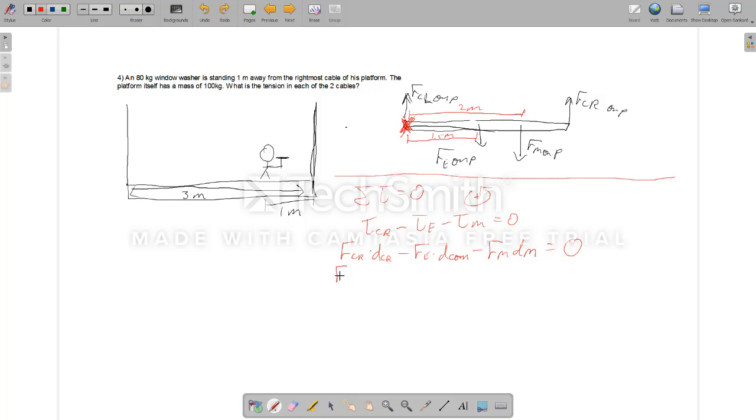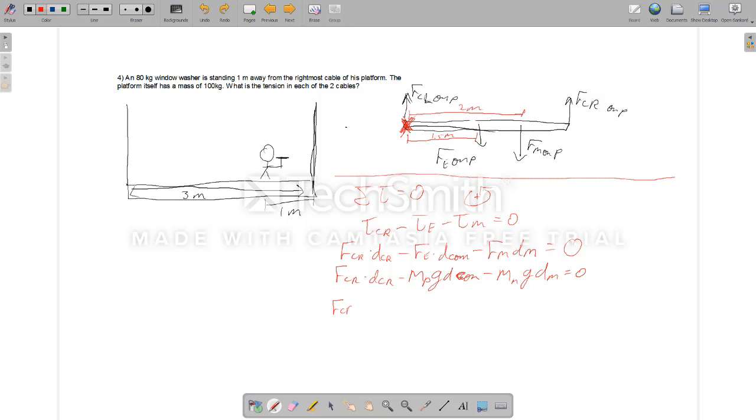So rewriting: force cable right times distance cable right, minus mass of the platform times g times the distance to the center of mass, minus the mass of the man times g times the distance to the man, is equal to 0. Now we can plug in our values.